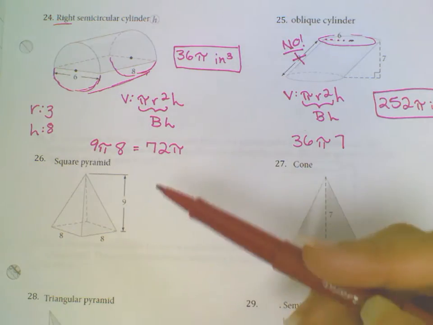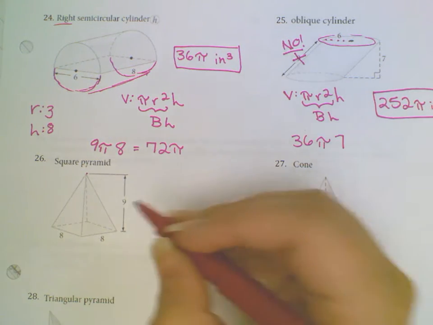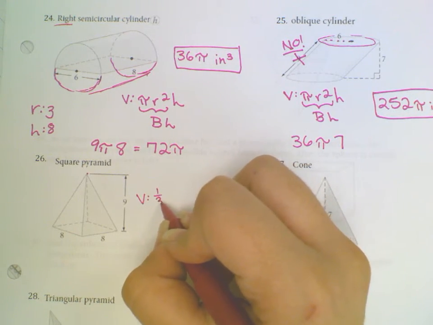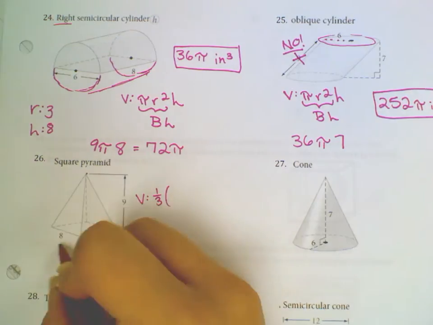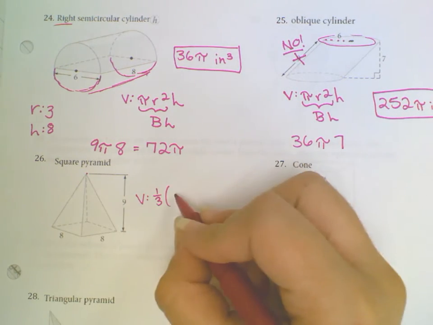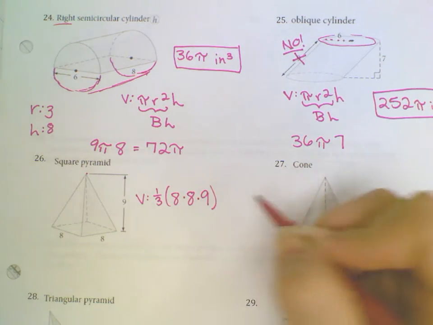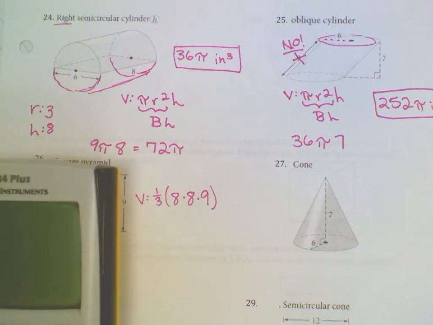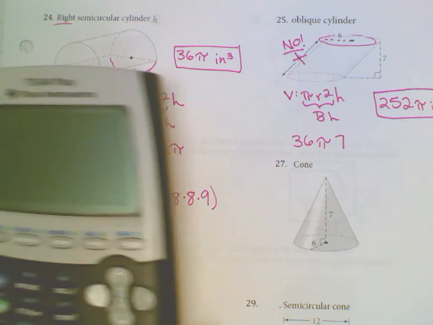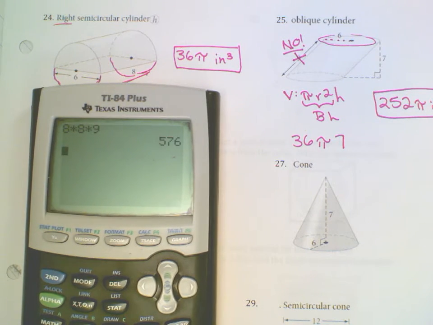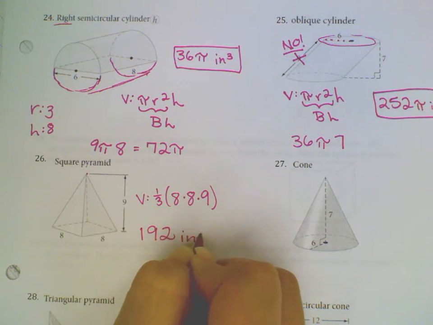For number 26, first we need to remember that this is a pyramid. Anything that comes to a point we will take a third of. So the volume will be 1/3 the area of the base, which is a square. The area of a square is 8 times 8. And then we'll multiply that by the height, which is 9. I like to do the third at the end, just multiply everything together, then divide by 3. So 8 times 8 times 9, divided by 3, gives me 192. So 192 inches cubed.